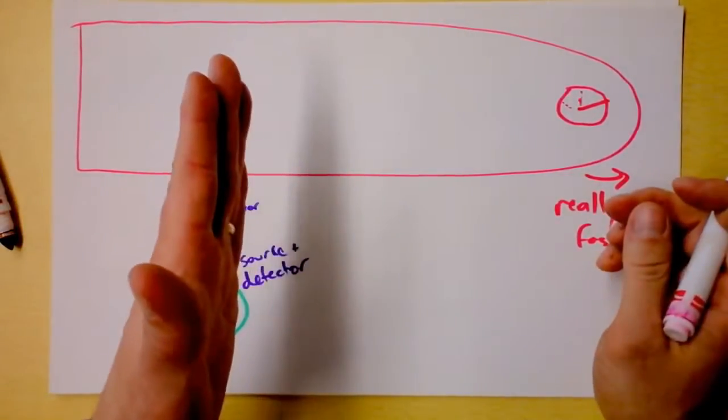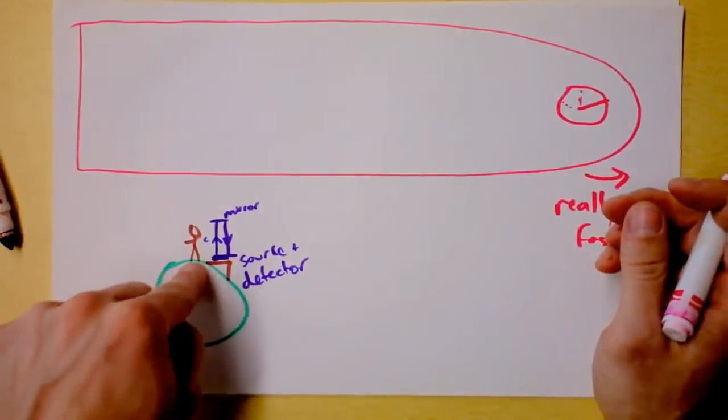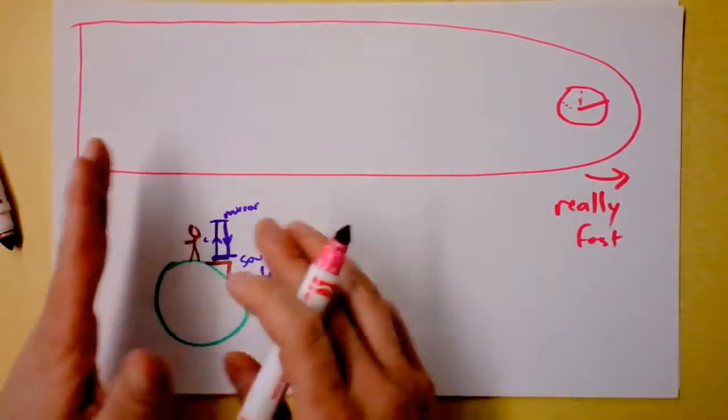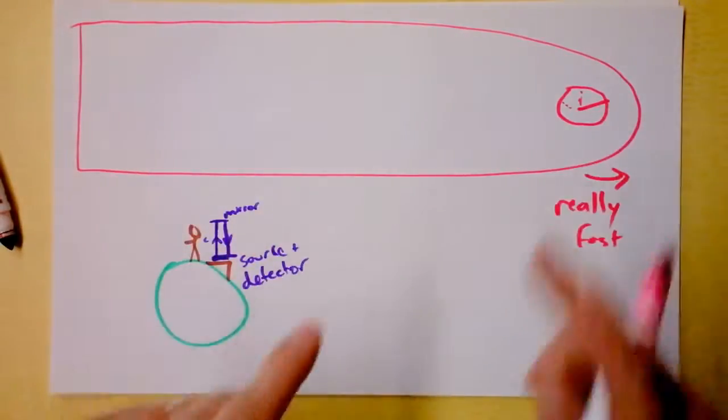So, if this observer looks at the light clock that's in here, the observer will think, well, the light clock isn't at one place the whole time.